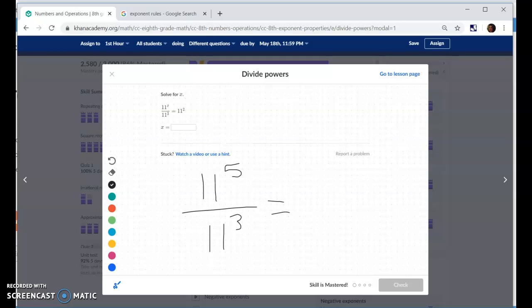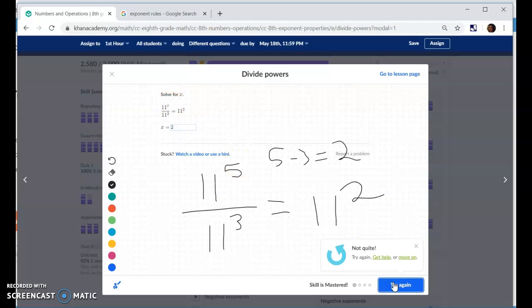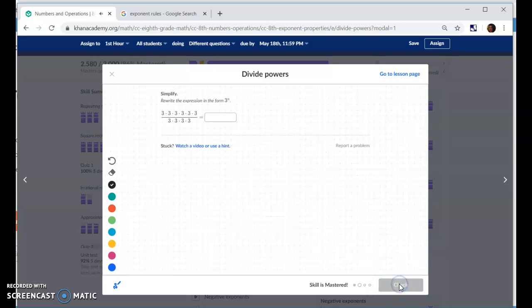Okay, so this would be 5 minus 3. 5 minus 3, and that does give us 2. So yes, the answer is x does equal 2, because it's asking me for the exponent on the numerator here. Let's check it out. It says not quite. Oh, why did I write 2? X is equal to 5. X is equal to this number right here, not 2. Okay, x is equal to 5. Check again. Alright, next question here.